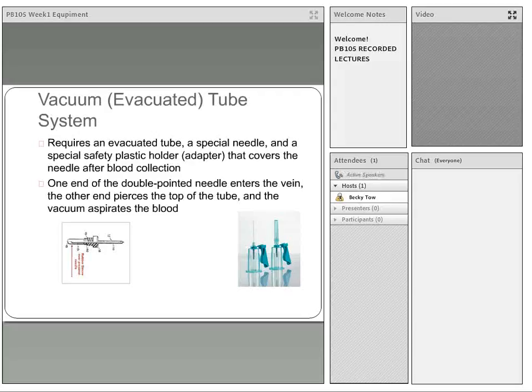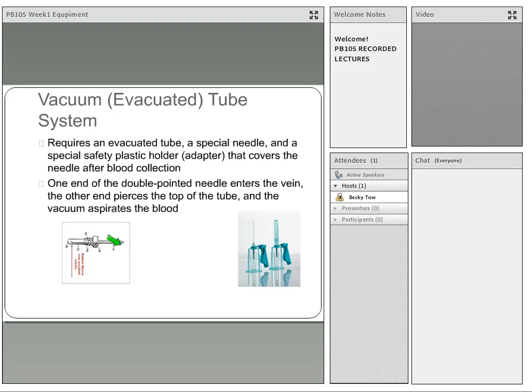These holders, which are light blue or clear, are a type of adapter that you actually screw a needle onto. The needle is double pointed. There's a needle end that goes in the arm, into the vein, and the opposite end is inside the holder and is pushed into the test tube to collect the blood.